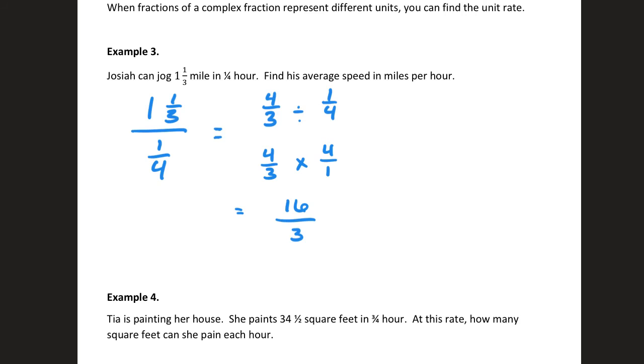Well, we have an improper fraction. We need to bring it back to a mixed number. So 3 goes into 16 5 times. We got 1 left over. So 5 1/3. So Josiah can jog an average speed of 5 1/3 miles per hour.